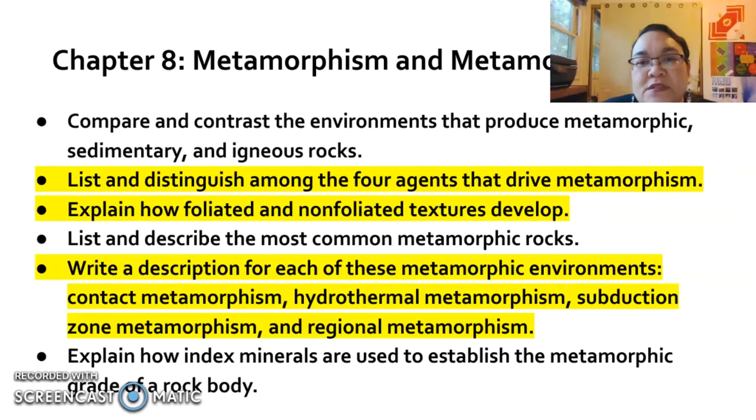So, distinguishing among the four agents that drive metamorphism, we'll look at foliated rocks in particular, and then descriptions of the metamorphic environments: contact metamorphism, hydrothermal metamorphism, subduction zone metamorphism, and regional metamorphism.